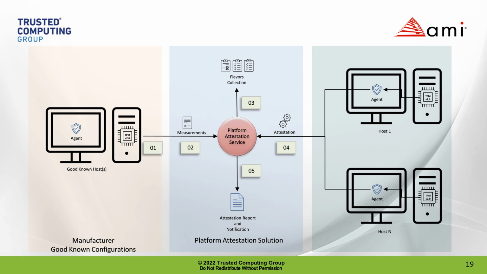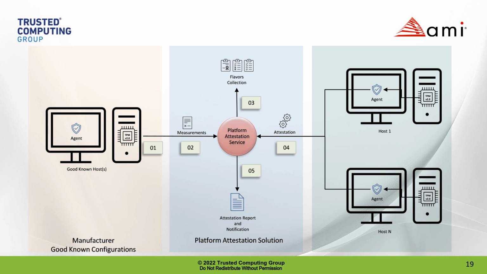In this slide, you can see three different boxes. In the middle, it's an attestation solution. On the right side, all the managed servers. On the left side, a good known system. The good known system can be one of the systems within the data center or the edge environment itself. The platform attestation service collects that information from a good known system, and we call it flavors. Earlier in one of the slides I mentioned a term called flavors. Those flavors will be stored in the platform attestation service.